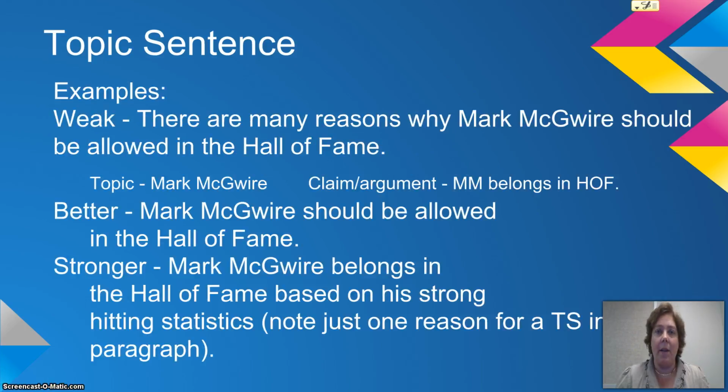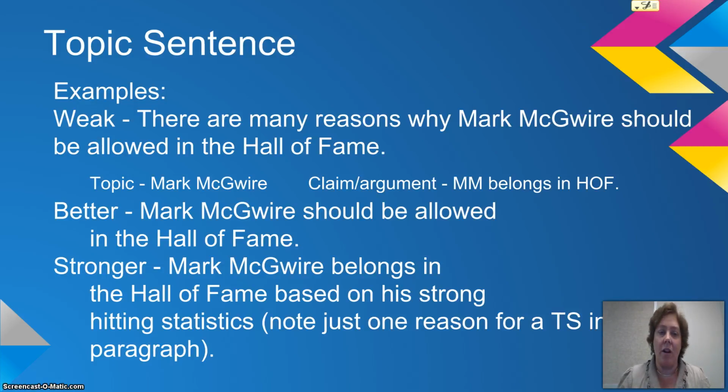An example of a topic sentence, a weak example, is: There are many reasons why Mark McGuire should be allowed in the Hall of Fame. These are the types of topic sentences maybe you wrote in elementary or early middle school years. The topic is Mark McGuire. The claim is that he belongs in the Hall of Fame. A better topic sentence would get rid of "there are many reasons why" and just state the fact: Mark McGuire should be allowed in the Hall of Fame.